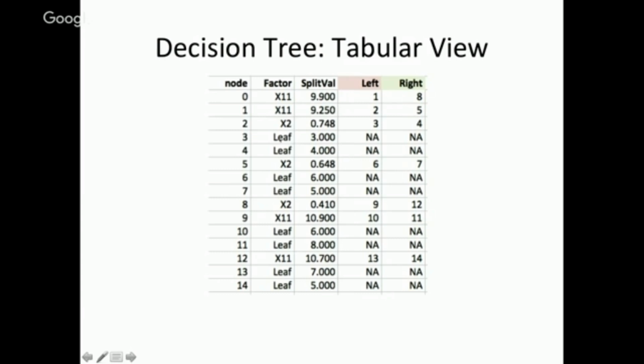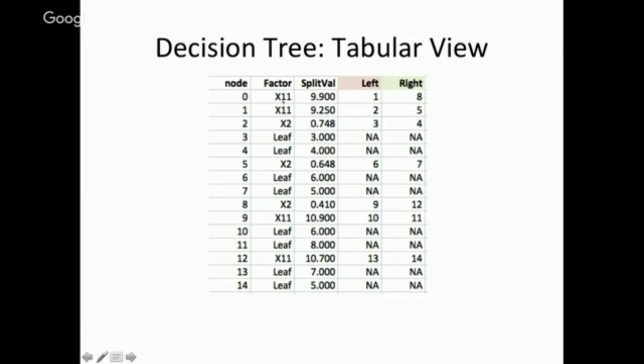Now, leaves are special entries. If we have in the first column an indication that it's a leaf, the next column, split val, instead of representing a value to split on, represents the value of the leaf. And it doesn't really matter what's in the left or right columns for a leaf because we're not going down further.